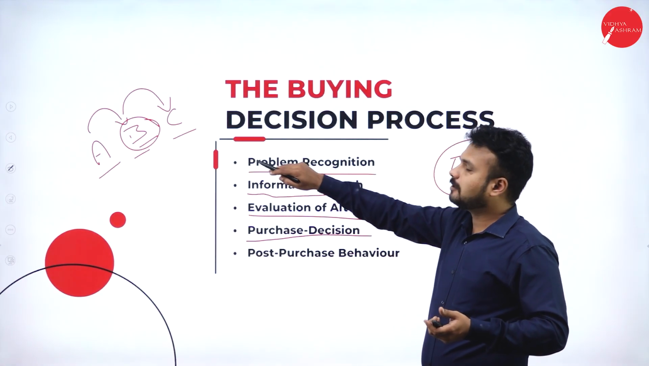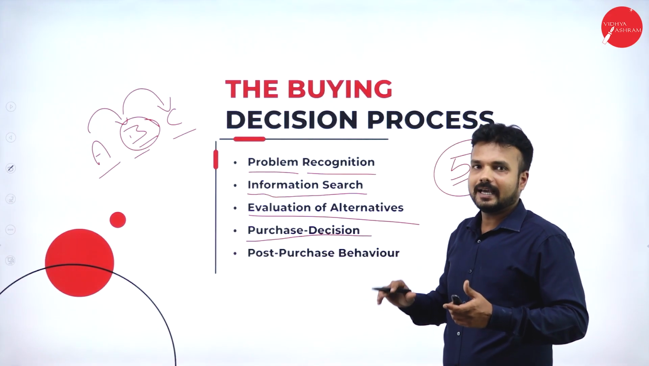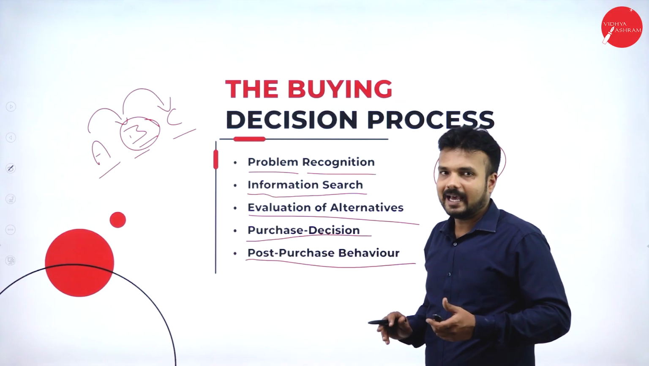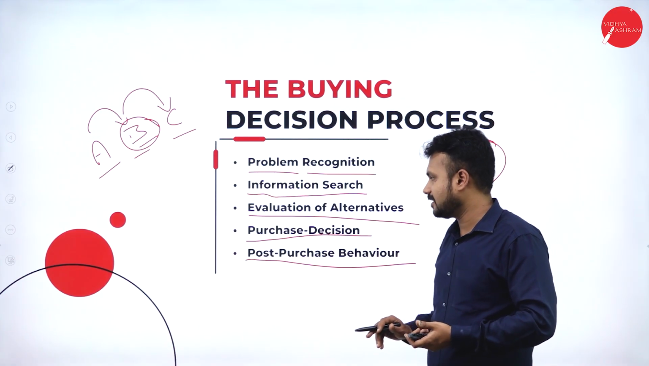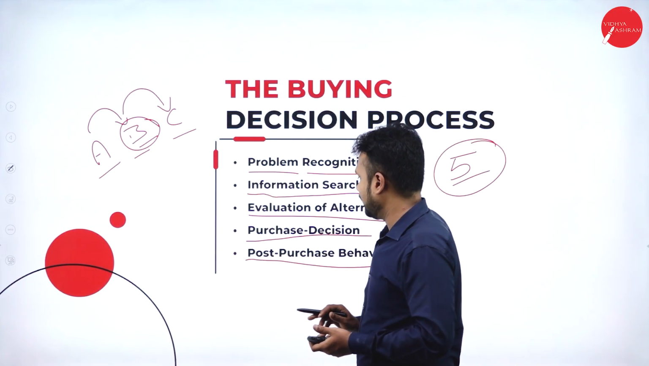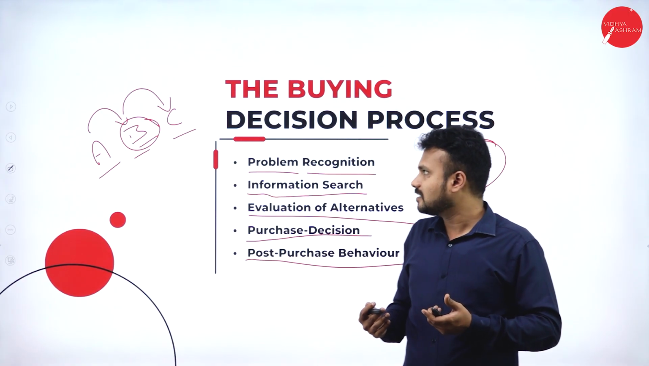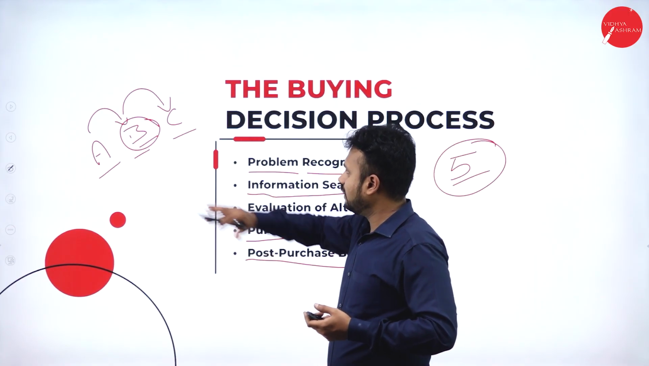Okay, so after purchasing the bike, I'm going to ride the bike for a longer period of time. I'm going to use the bike, and this is the last point that we must consider: post-purchase behavior. We call it post-purchase evaluation. So what happens after purchasing brand B of bike?